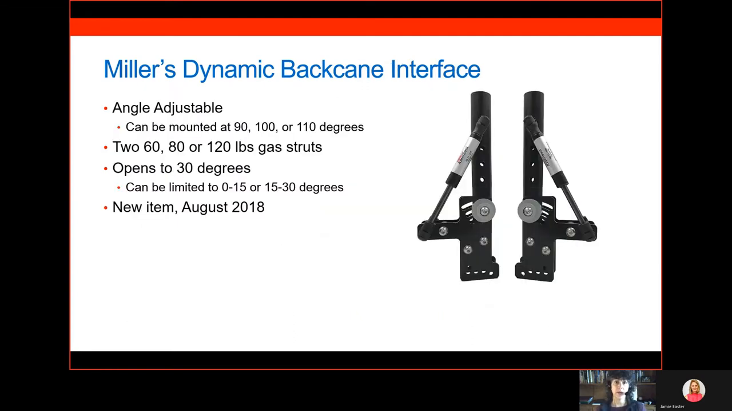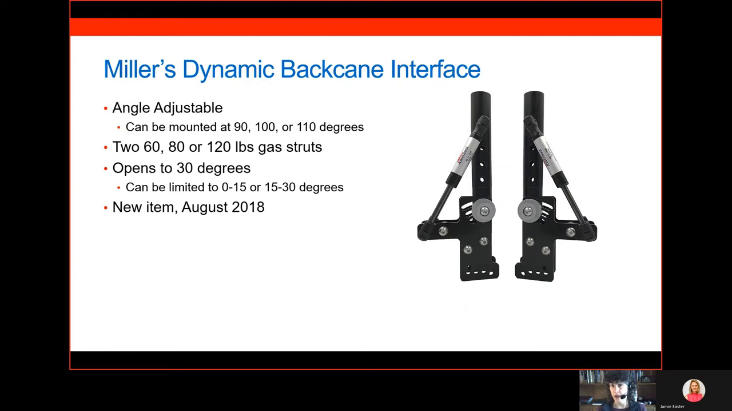They have a newer dynamic back option called their dynamic back cane interface. This is much smaller and can be used with a wider variety of commercially available backs. It's angle adjustable, so it can start off at 90, 100, or 110 degrees of seat to back angle. It comes with either 60, 80, or 120 pound gas struts, and that determines how much resistance is required, how much force is required of the client actually to overcome the resistance of the hydraulic.